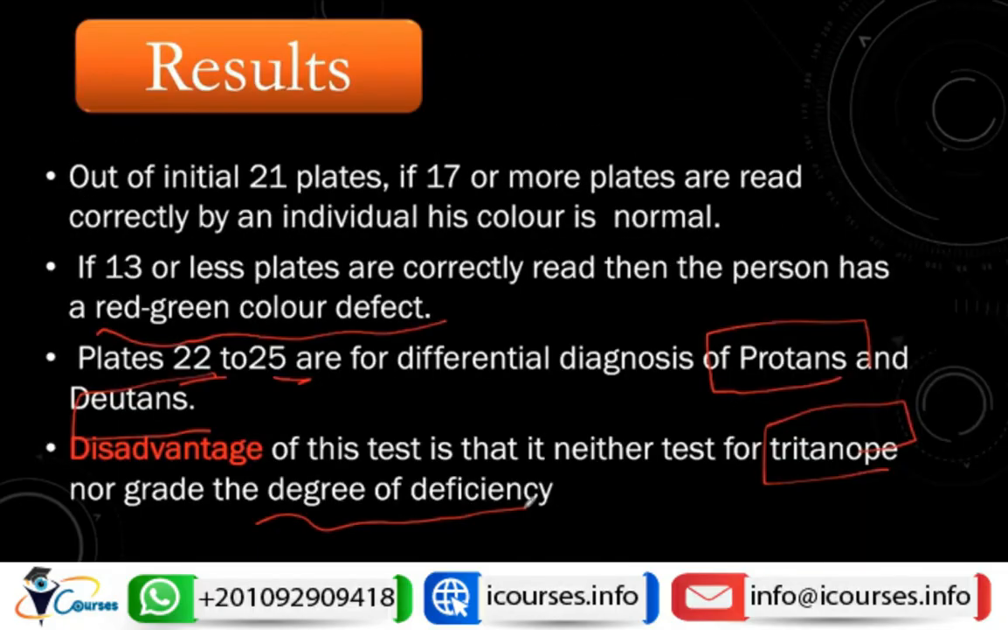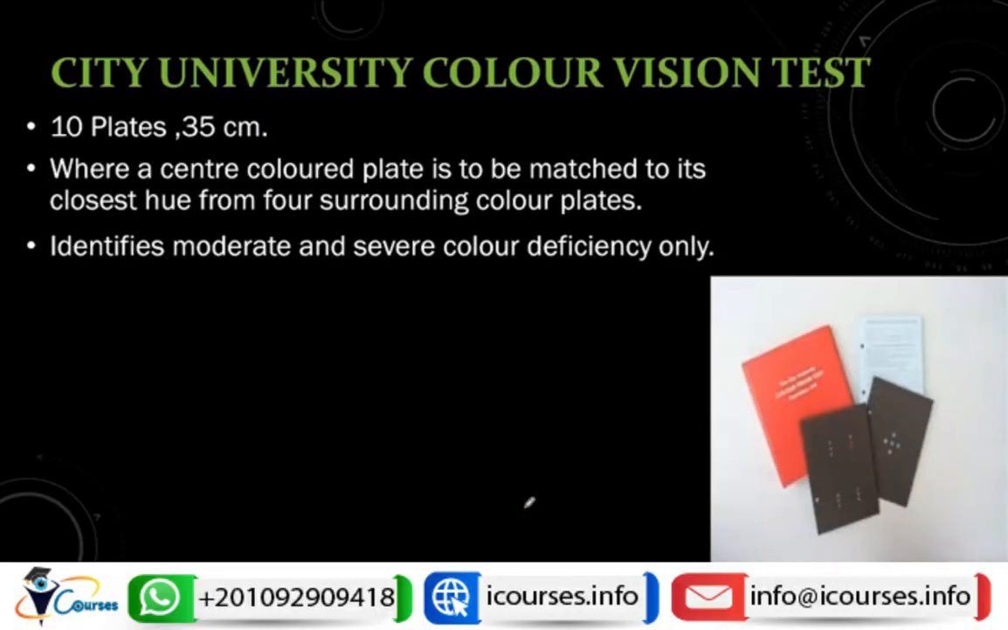So this is the first test. This test is based on picking. So the patient picks a number, and this is the same principle for the second test, which is called the City University Color Vision Test.